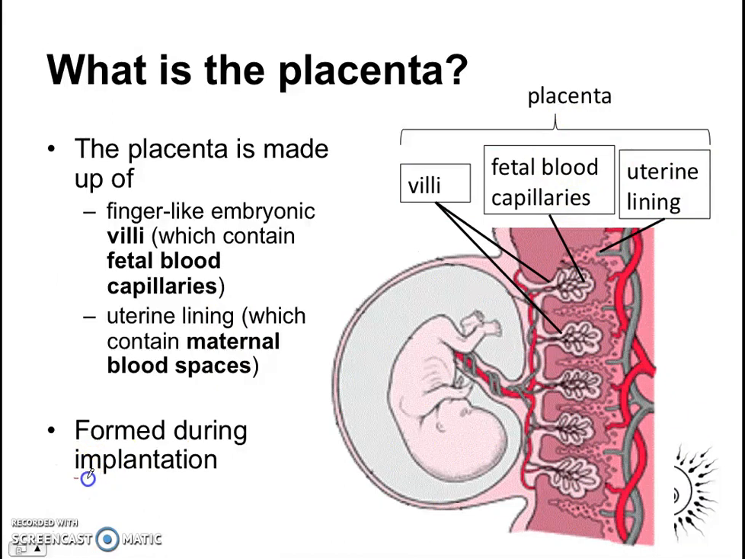Now, the placenta is formed during implantation. So what happens is something like this. Imagine this is the uterine lining, right? And then this is the embryo going to implant into the uterine lining. The embryo will approach the uterine lining, and then the finger-like villi will start to emerge from the embryo, and these finger-like villi will then enter into the uterine lining. It will then implant inside, and that is how this placenta structure is eventually formed.